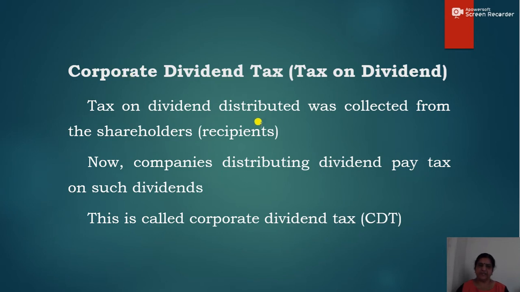Okay, previously the corporate dividend tax or the tax on dividend distributed was paid by the shareholders, that is the recipients, but now it is a responsibility of the corporate entities or the companies who are declaring or paying the dividend. And such tax on dividends is called the corporate dividend tax. These are the tax paid by the corporate entities on the dividend declared or paid by them. So this is the meaning of corporate dividend tax.